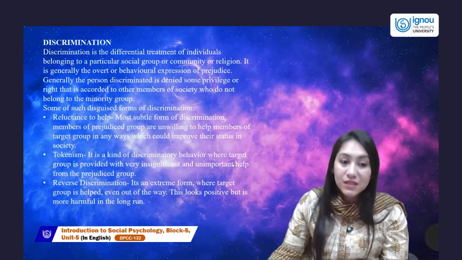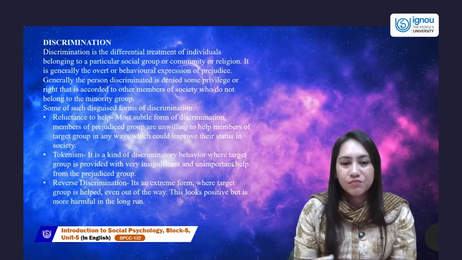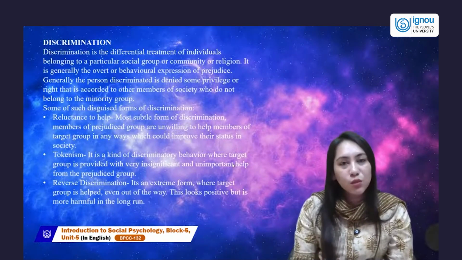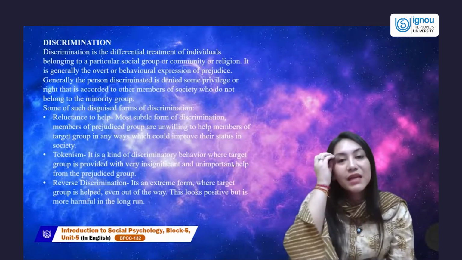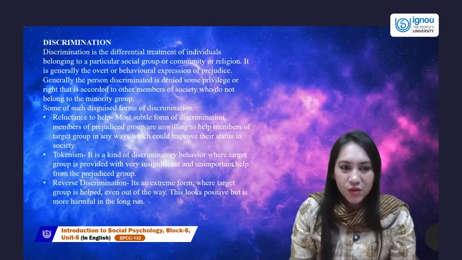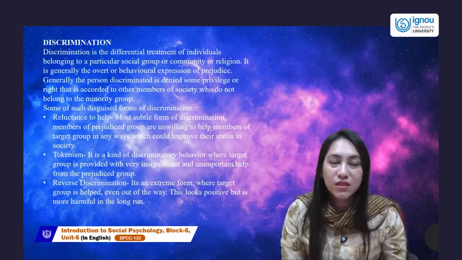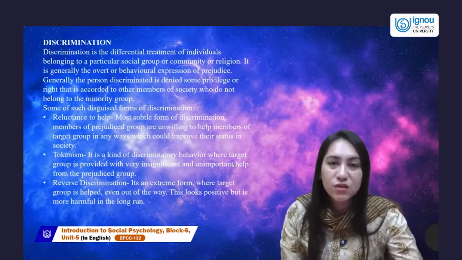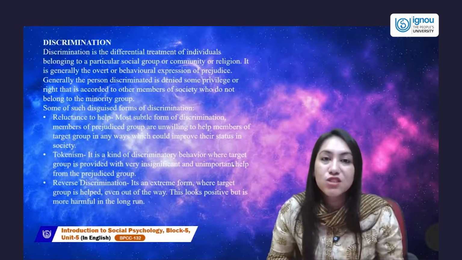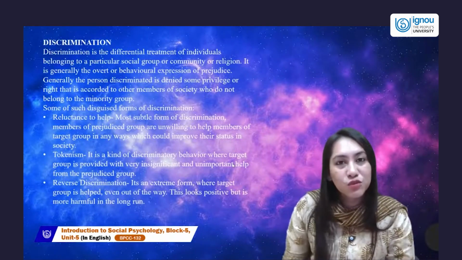Then we come to reverse discrimination. This is a little extreme in comparison to reluctance to help and tokenism, because they both talk about supporting and helping, irrespective of how important it is. So it is an extreme form where the target group is helped to an extreme. Like you go out of your way to help them, and this looks very positive. But in the later time, it is going to backfire on the target group.